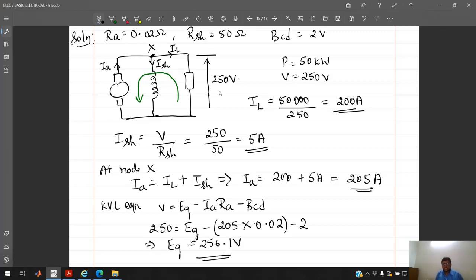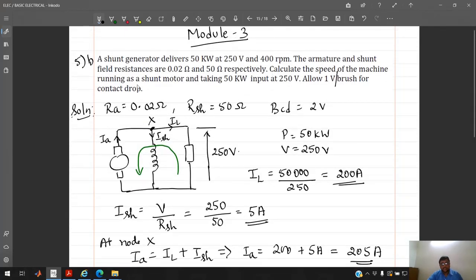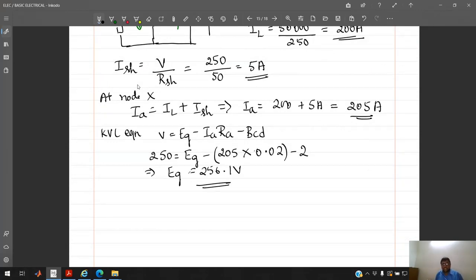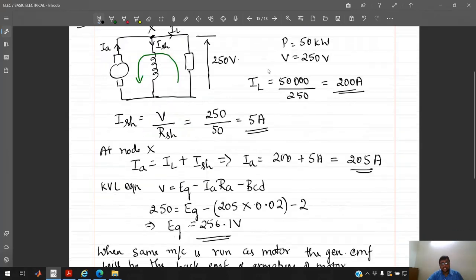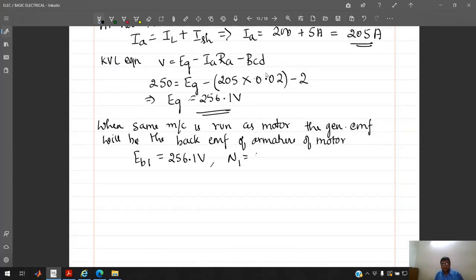Once you calculate the value of EG, now we can see the question. They have asked to calculate the speed of the machine running as a shunt motor. When the same machine is run as a motor, the generated EMF will be the back EMF of the armature of the motor. So your EB1 I can write as 256.1 volts. They have already given in the question that it is running at 400 rpm. So I can write N1 as 400 rpm.